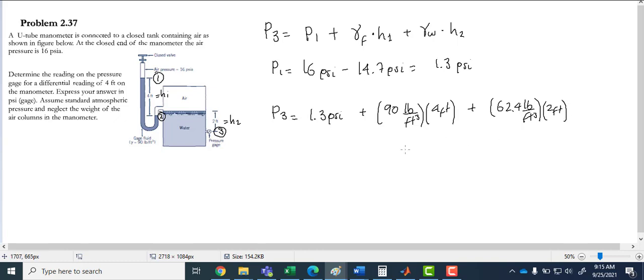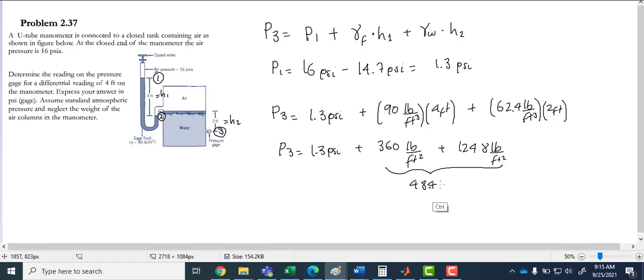Okay. So we're going to continue doing the calculation. So we do P3, 1.3, this is psi. And then the multiplication of these two values gives us 360 pounds per foot square. And this multiplication gives us 124.8 pounds per foot square. The addition of these two, notice that it gives us 484.8 pounds per foot square.